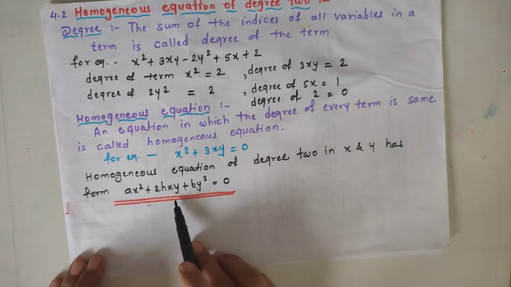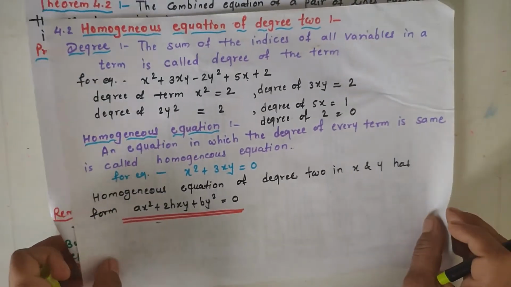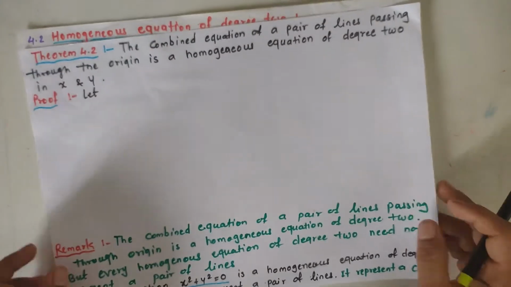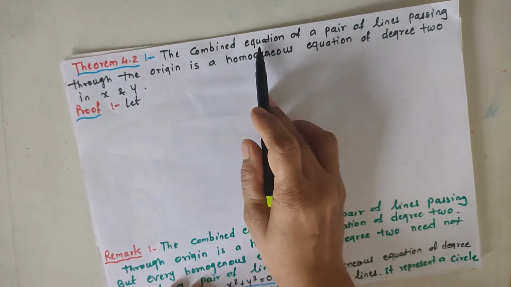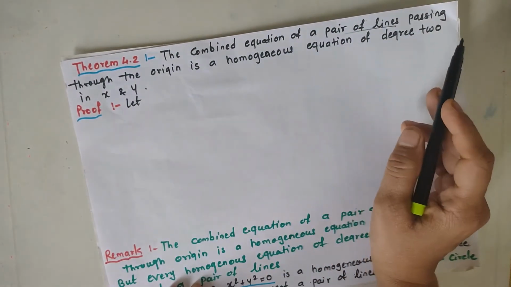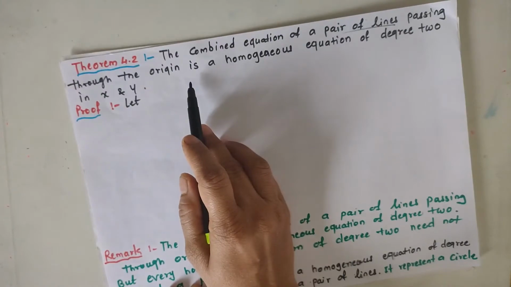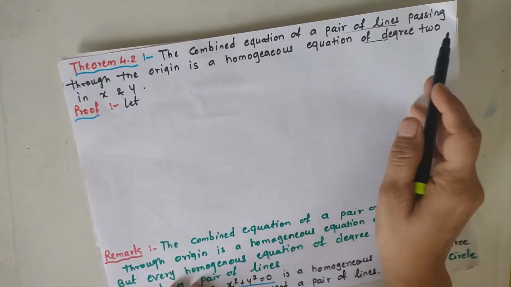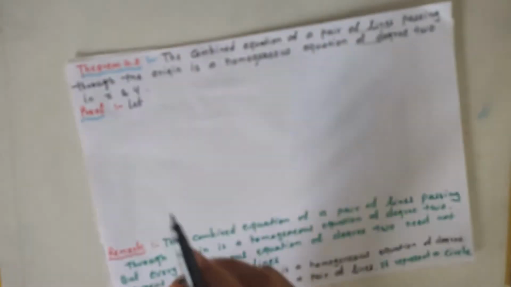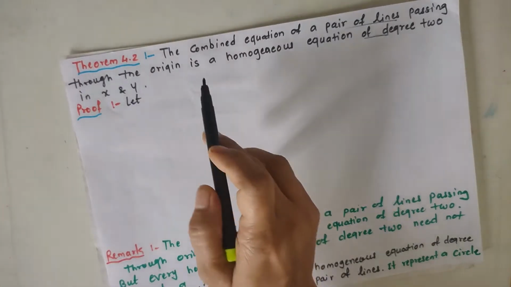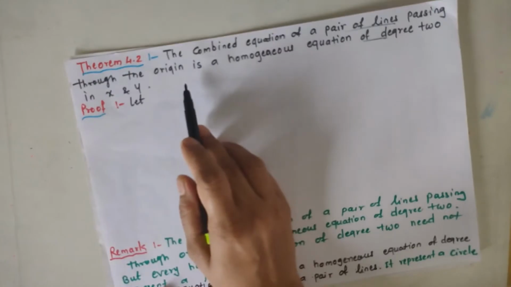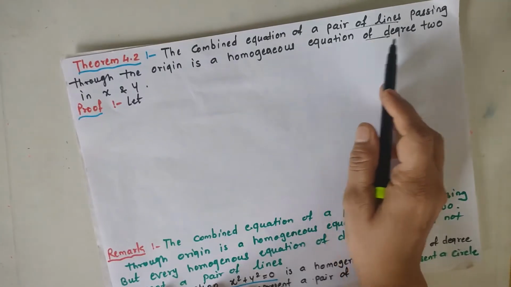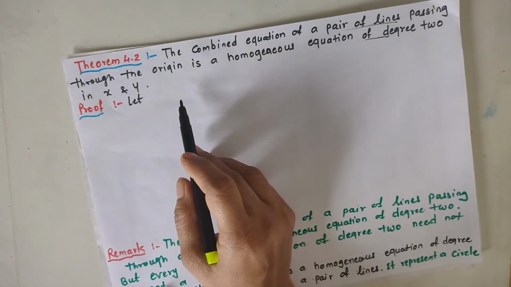Now the next theorem depends on the homogeneous equation of degree 2. Let's see the theorem. The combined equation of a pair of lines passing through the origin is a homogeneous equation of degree 2 in x and y. Here we have to prove that the combined equation of a pair of lines passing through the origin is a homogeneous equation of degree 2 in x and y.